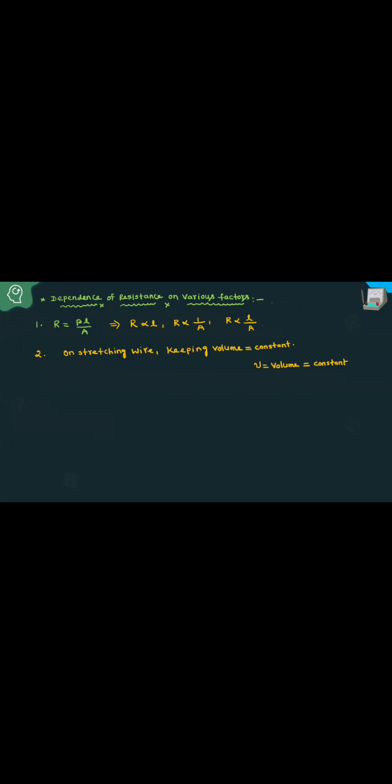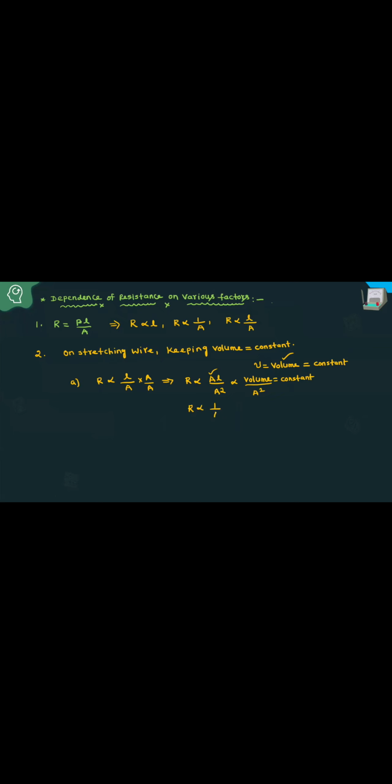Now, in this case, what are the observations, friends? First one, I'm writing: we know that R is proportional to L by A. You multiply and divide by A. Then what can you get, friends? R is proportional to A L by A squared. What is A into L? Volume, by A squared. But we are assuming that the volume of the conductor is constant. So, volume is constant, then R is proportional to 1 by A squared.